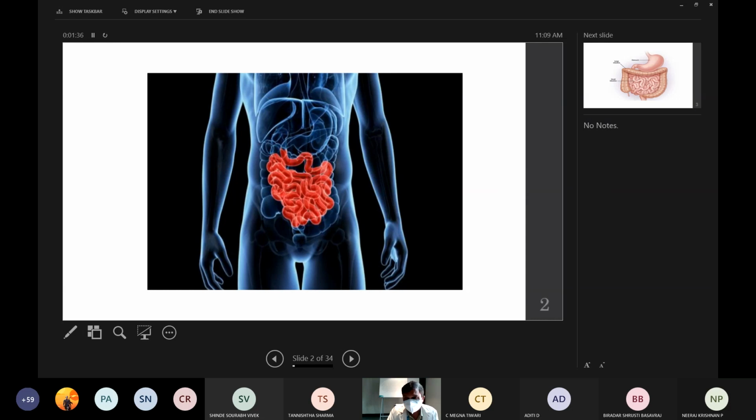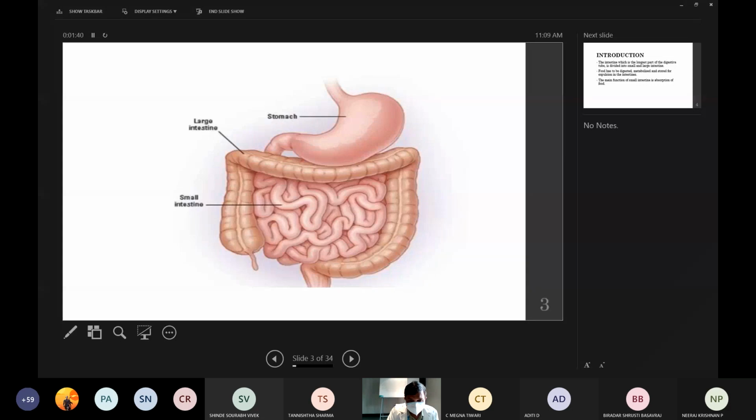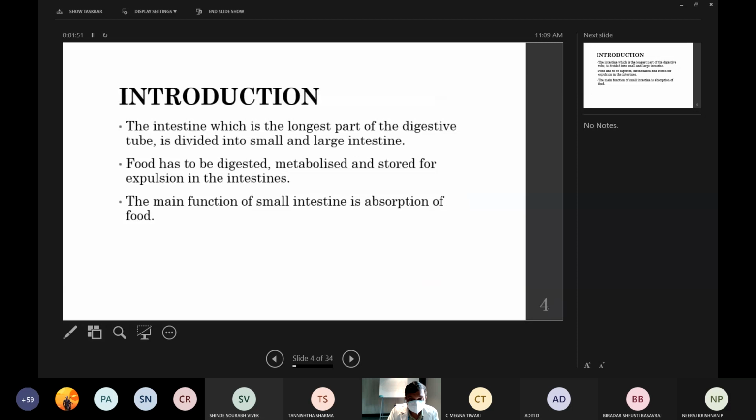This is the exact location of the small intestine, which is a continuation of the pyloric part of the stomach. Coming to the introduction, as I told, it is a part of GIT which extends from the pyloric part of the stomach to the ileocecal junction. It is the longest part of the digestive tube, and the intestine is divided into two parts: small intestine and large intestine.